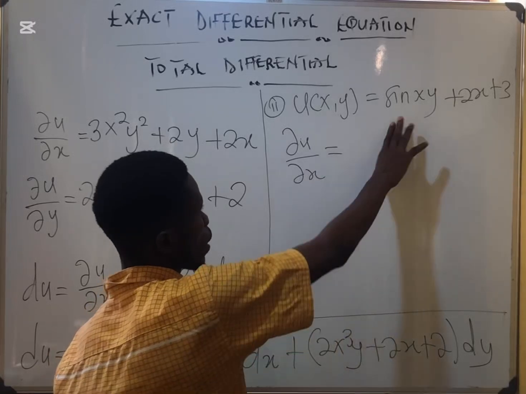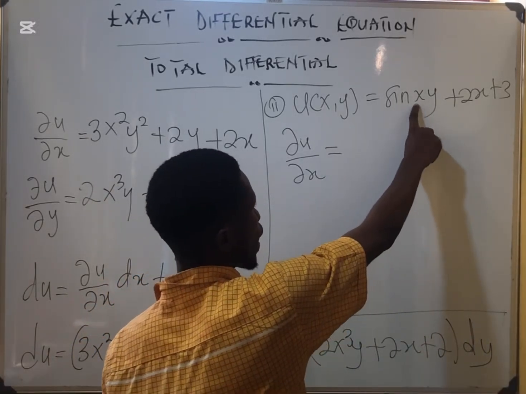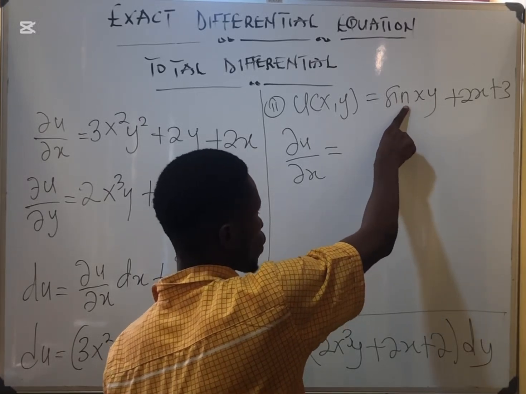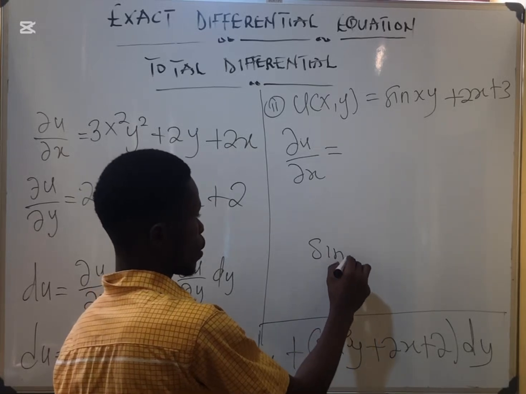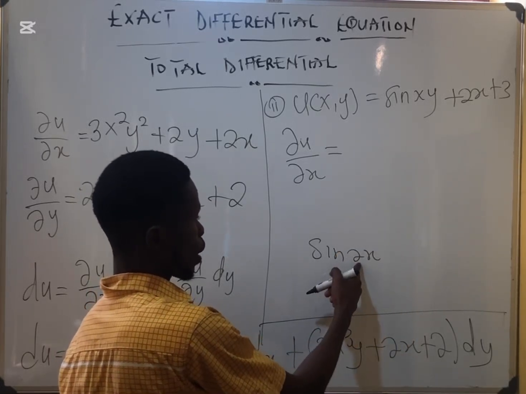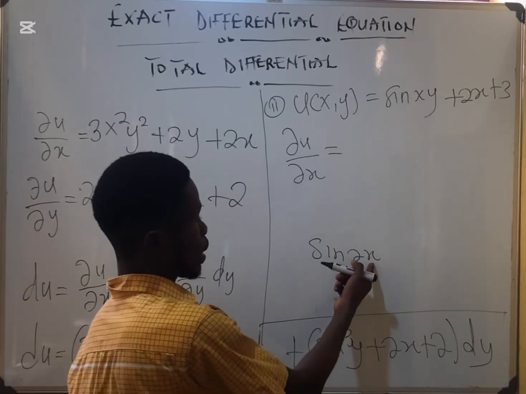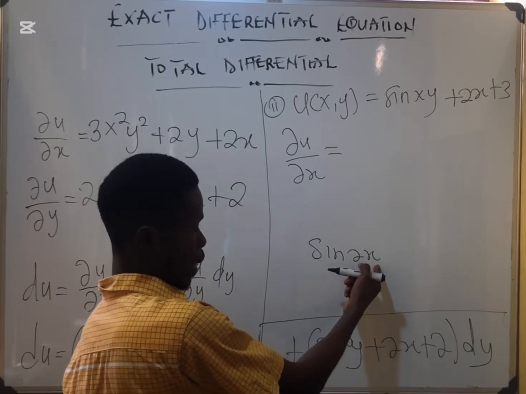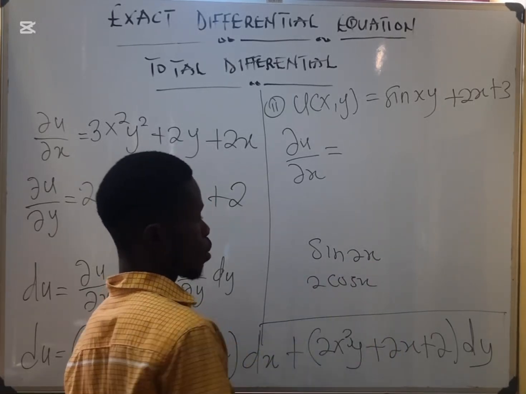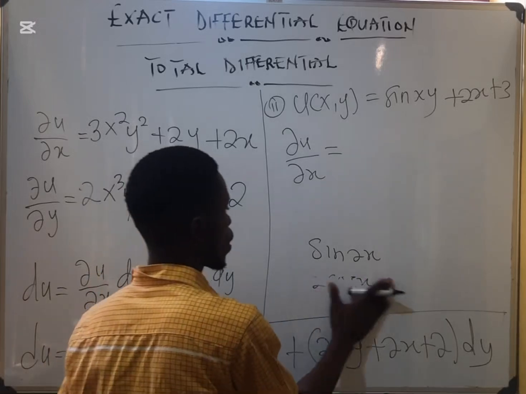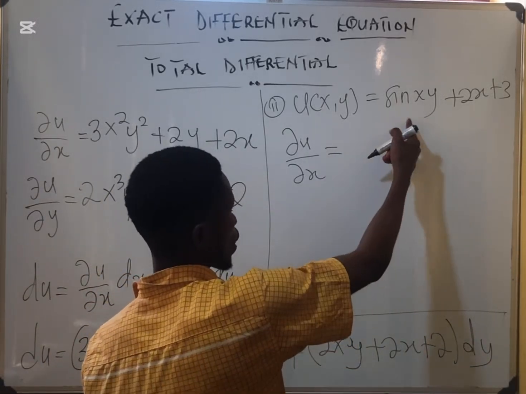Now, delta u delta x means that I'm going to focus on the x, so y becomes constant. So if I differentiate sine x, forget about this y. If you are differentiating something like sine 2x, it's a matter of differentiating the x. If you differentiate x, you get 1. So if you differentiate sine x, that will give you cos x. Then you bring the 2 out. Is that okay? So the same thing that we are going to do here. Looking at this one, if I differentiate sine x, I'll get cos x.